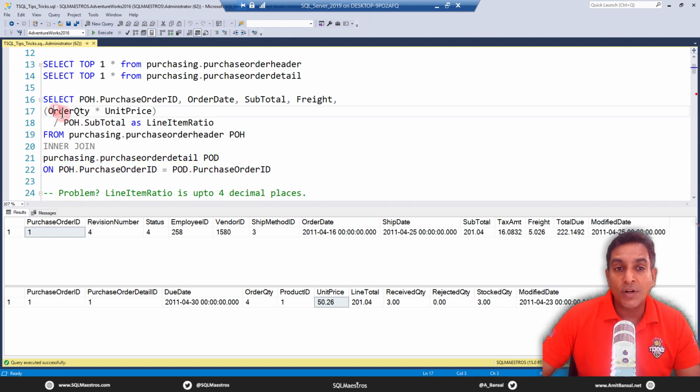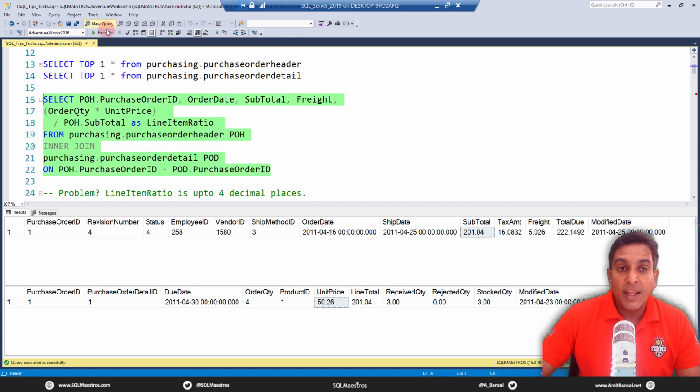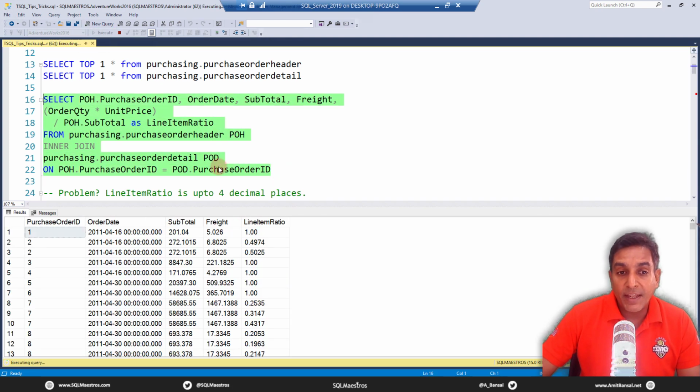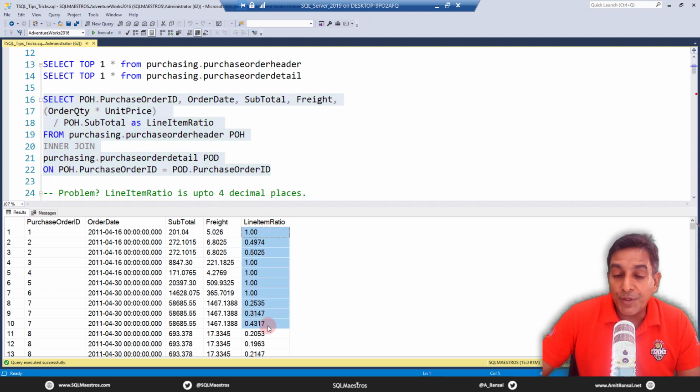So remember, order quantity and unit price are coming from the detail table. Here you have order quantity and the unit price, and the subtotal is coming from the header, and you're computing the line item ratio. If I execute this query, you will see the line item ratio being computed, and you will observe that you are limited to 4 decimal places here.